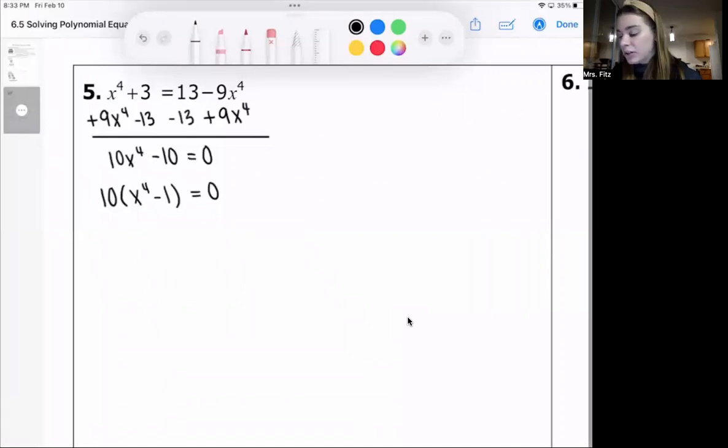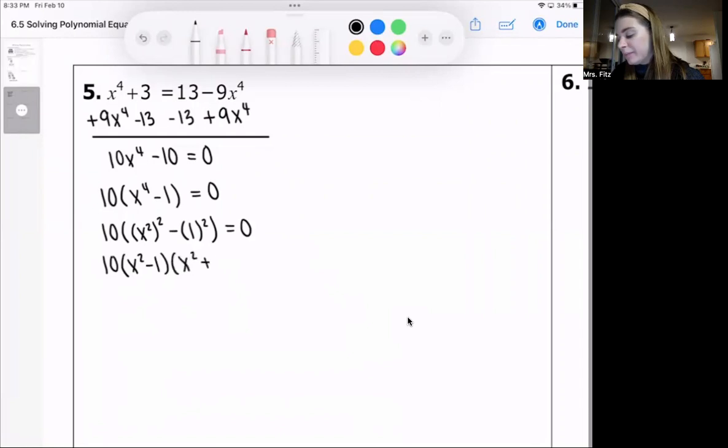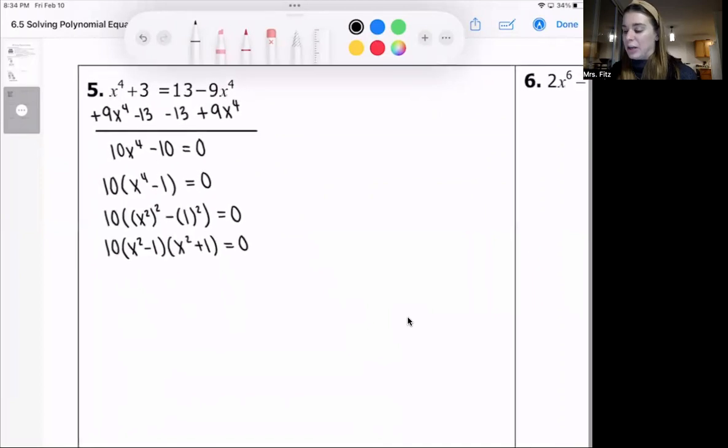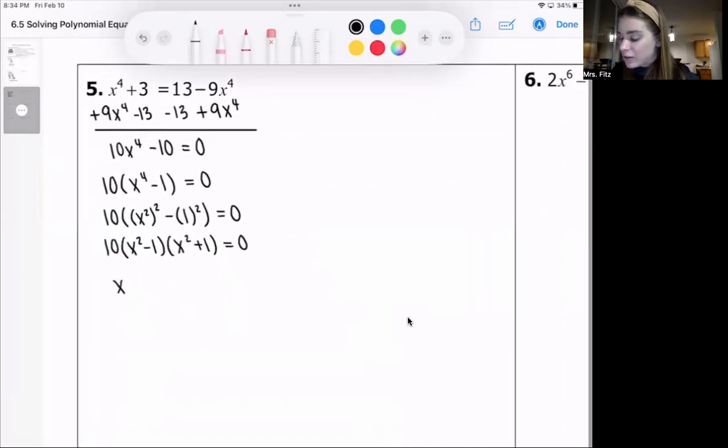What we need to do first is factor it and recognize that this is, in fact, a difference of squares, because we can rewrite x to the 4th as x squared squared minus we have 1 squared, which equals 0. From there, we can go ahead and factor using just our difference of squares rule. We have x squared minus 1 times x squared plus 1 equals 0. And then from here, we can just set each factor equal to 0 and solve. So x squared minus 1 equals 0, or x squared plus 1 equals 0.